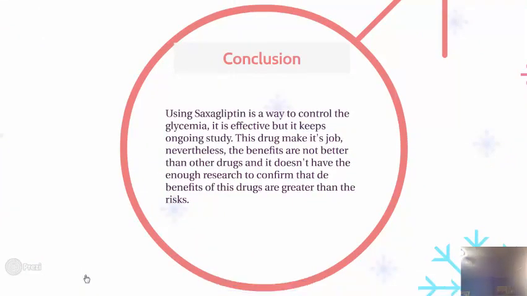Conclusion: using Saxagliptin is a way to control glycemia. It is effective, but studies are ongoing. These drugs do their job. Nevertheless, the benefits are not better than other drugs, and there is not enough research to confirm that the benefits of the drugs are greater than the risks.